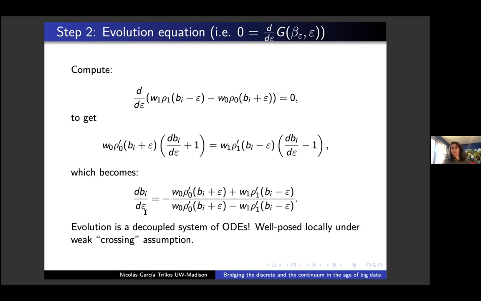This is essentially the speed at which your endpoints are going to be moving, and you can explicitly write it in terms of W0, W1, rho 0, rho 1, or their derivatives, and of course the location of BI. So the conclusion, at least for now, is that with this you get a decoupled system of ODEs. This characterizes how each endpoint should be changing infinitesimally if we hope to recover global solutions, and if we hope that this method is able to do that.